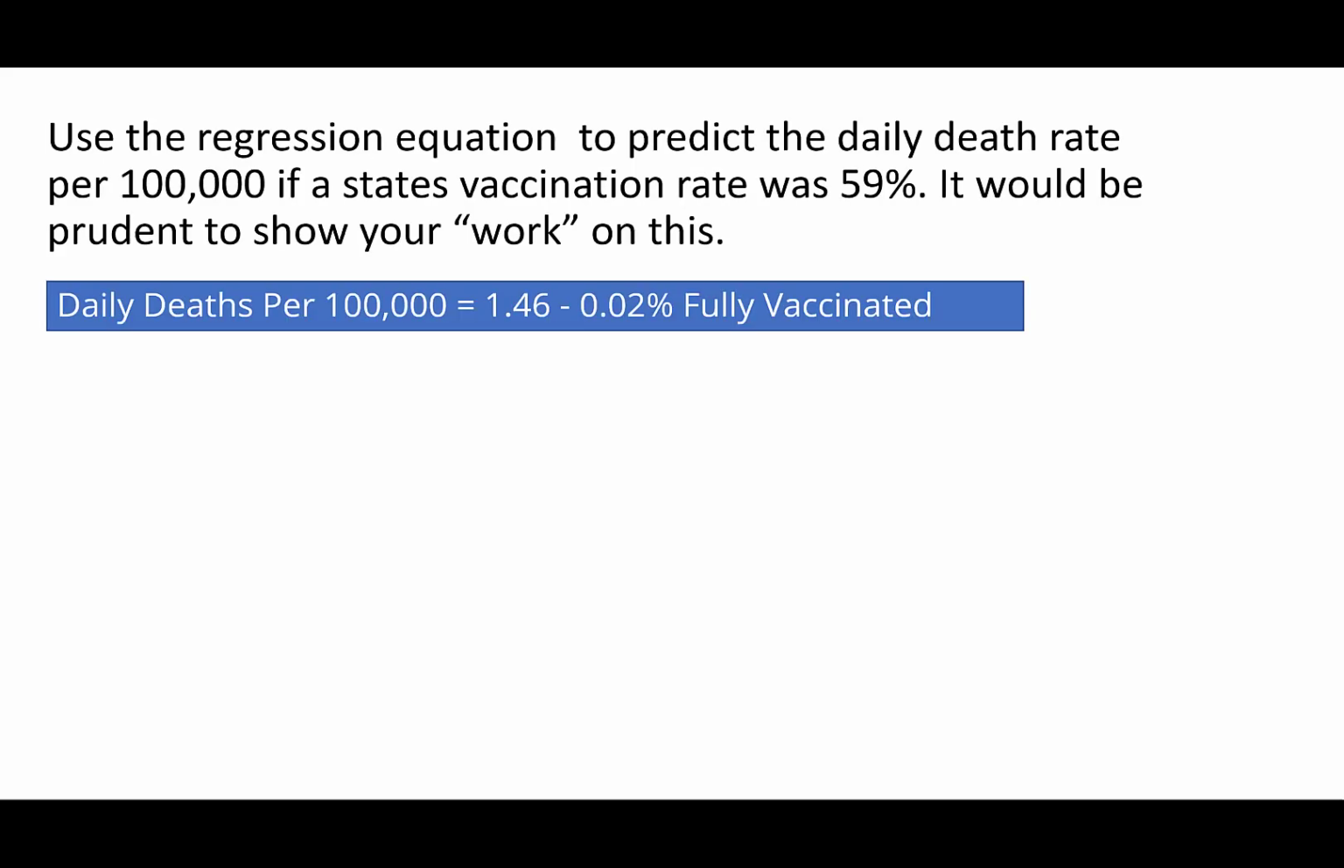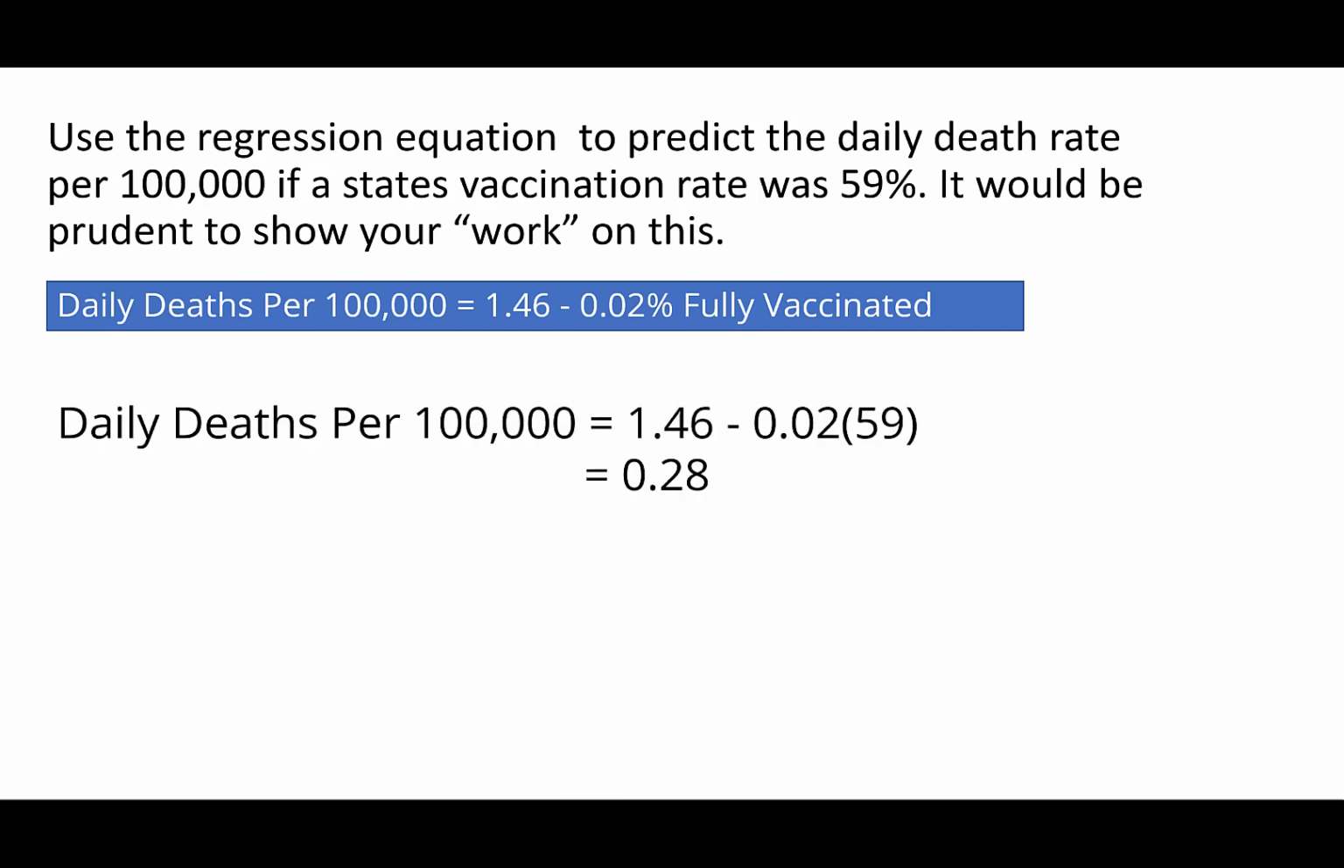So use the regression equation to predict the daily death rate per 100,000 if a state's vaccination rate was 59%. So it would be prudent to show your work on this, as I often have. So there's our equation, and we just pop the 59 into the percent fully vaccinated. Now notice it's already a percent, so we don't need to convert 59% to 0.59. So just put 59 in, and you're going to get 0.28.